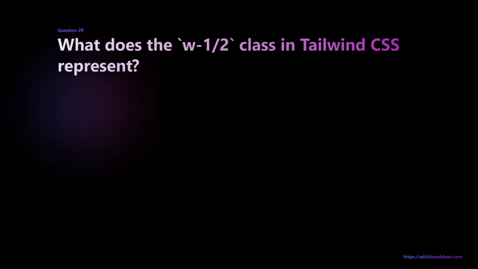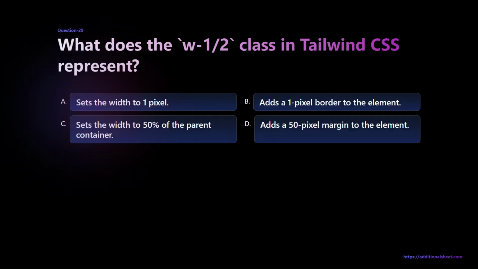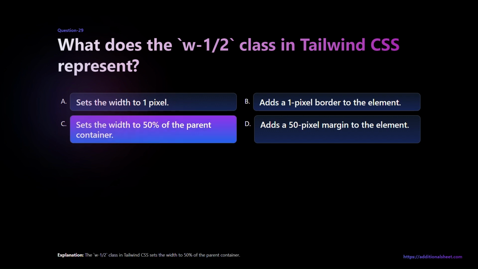What does the W1 by 2 class in Tailwind CSS represent? Option A, sets the width to 1 pixel. Option B, adds a 1 pixel border to the element. Option C, sets the width to 50 of the parent container. Option D, adds a 50 pixel margin to the element. The correct answer is option C, sets the width to 50 of the parent container.